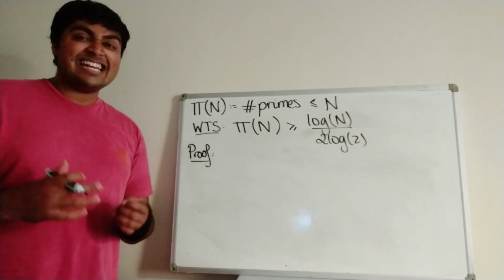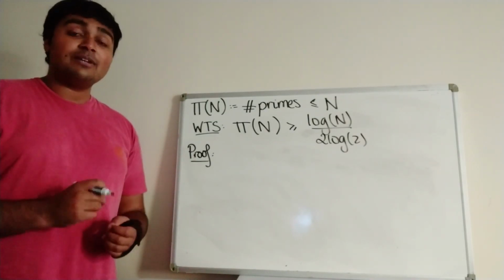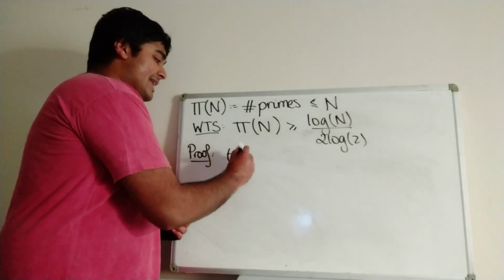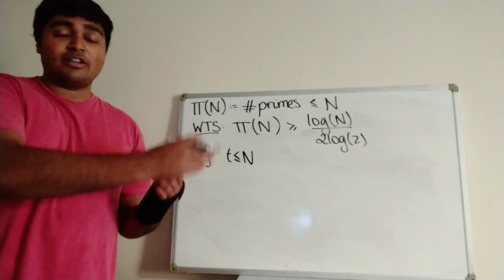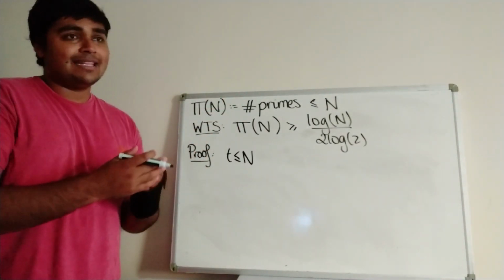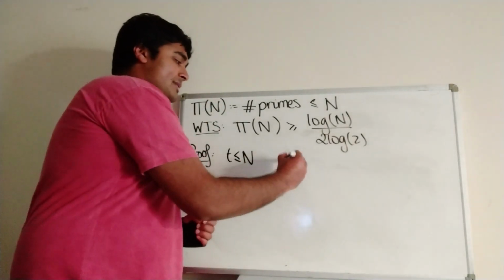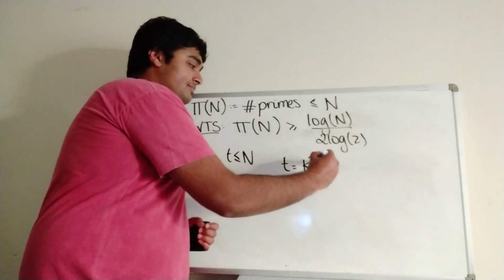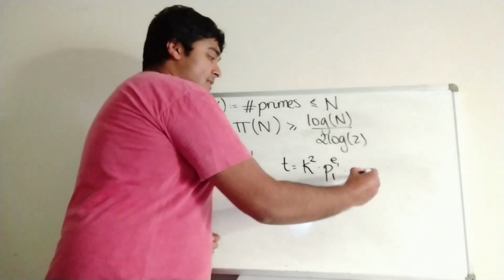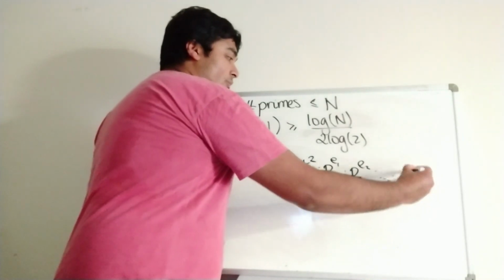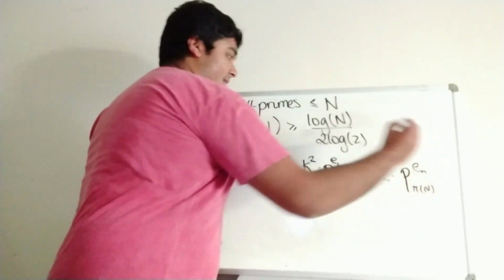What we're going to do is consider any number t which is less than or equal to n. So n here is some arbitrary large positive integer, and we're going to consider some number t which is less than or equal to n. Now t has some prime factorization. Okay, we can write t out as the product of its primes, and then what we can do is essentially take out the biggest square number from that. So what I mean by that is we can write t in the form k squared times the first prime p1 to some power e1 times p2 to some power e2, and so on all the way up to the final prime, which is going to be p pi of n to the e pi of n, like so.